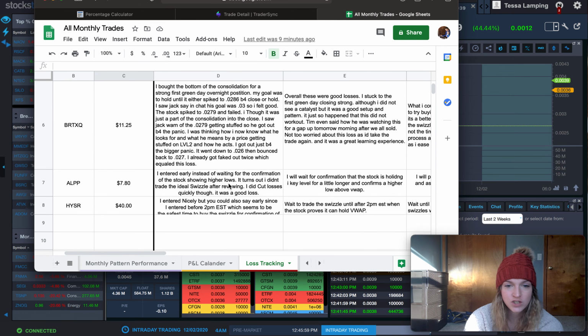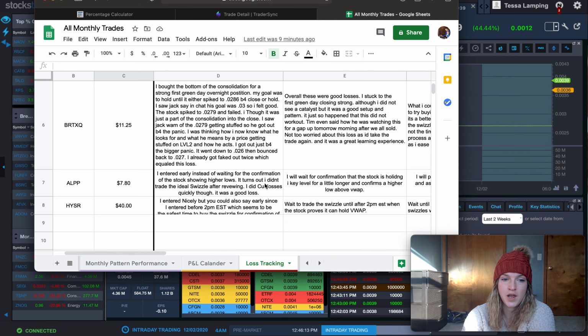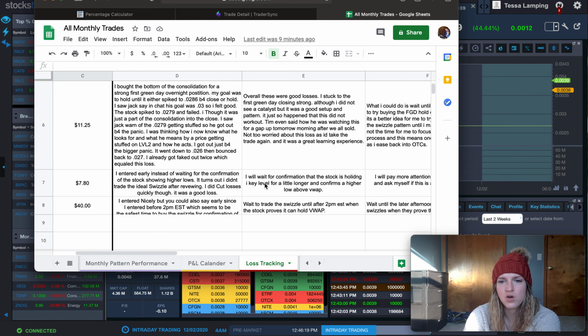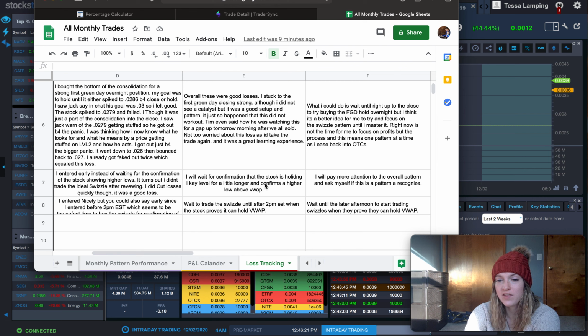ALPP, I entered early instead of waiting for the confirmation on the stock showing higher lows. It turns out I did trade the ideal swizzle after reviewing. I did cut the loss quickly though. It was a good loss. So this one, I should have waited for the confirmation. It deserved the loss. Sorry, no, I deserved the loss on this one too. I'll pay more attention. And this is where it comes to Mariana letting me know, just wait.